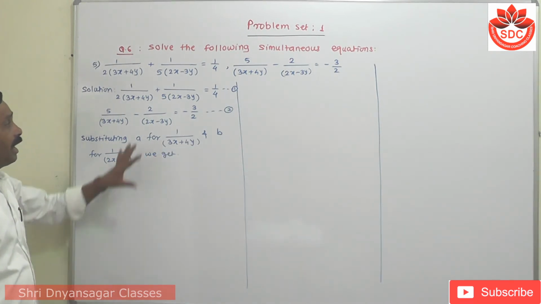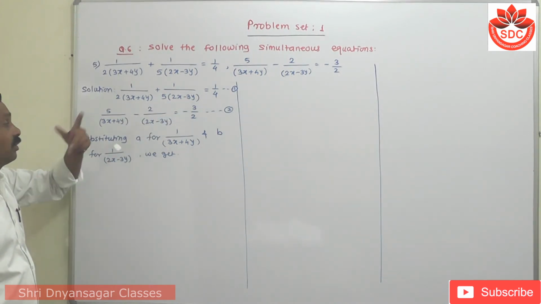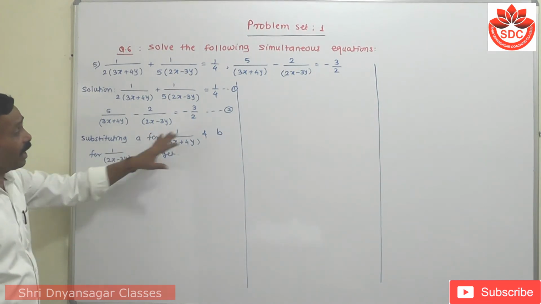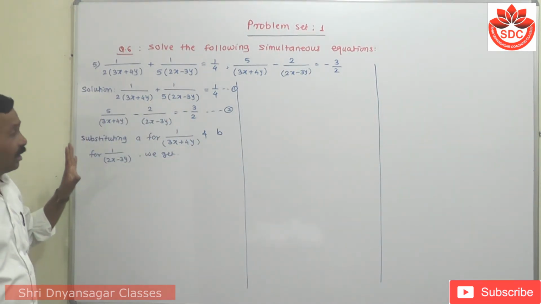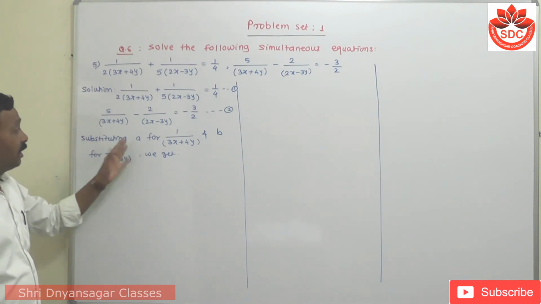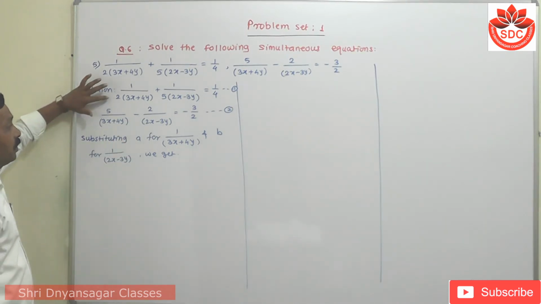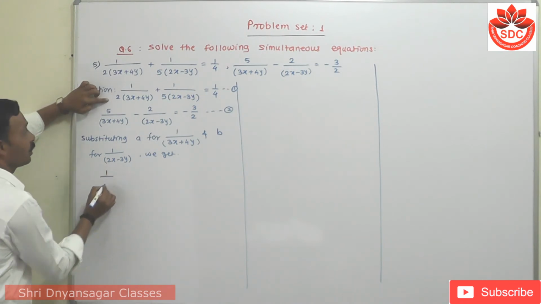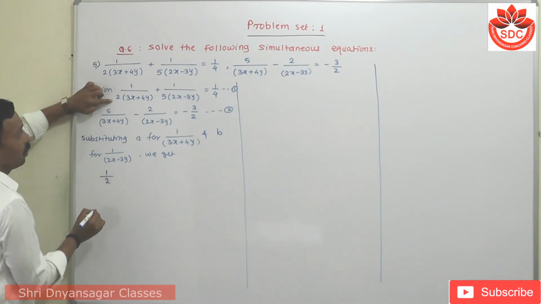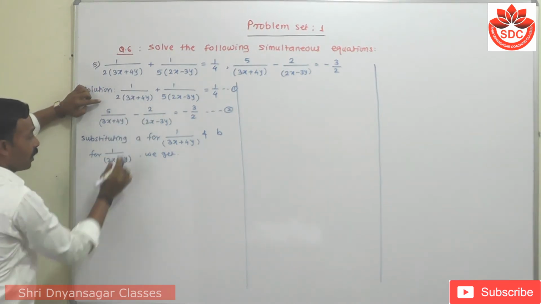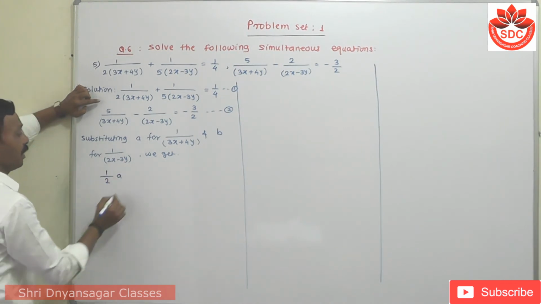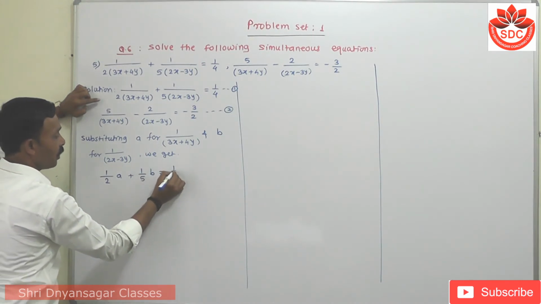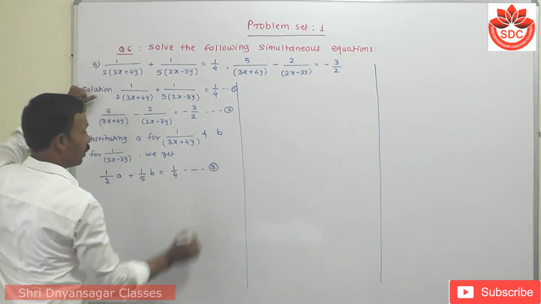Now I have to directly write equations 1 and 2 in reduced form. When we substitute this value for a and this value for b, we can take other variables also, rather than x and y, like p, q, etc. Then equation 1 reduces to 1 upon 2 into 1 upon this, which becomes a, so 1 upon 2a plus 1 upon 5b equals 1 upon 4. Let this be equation number 3.